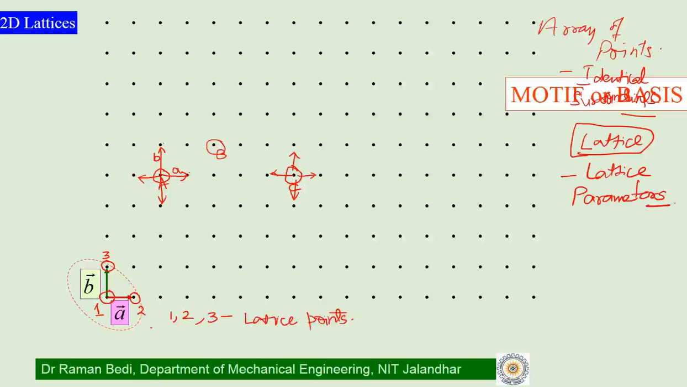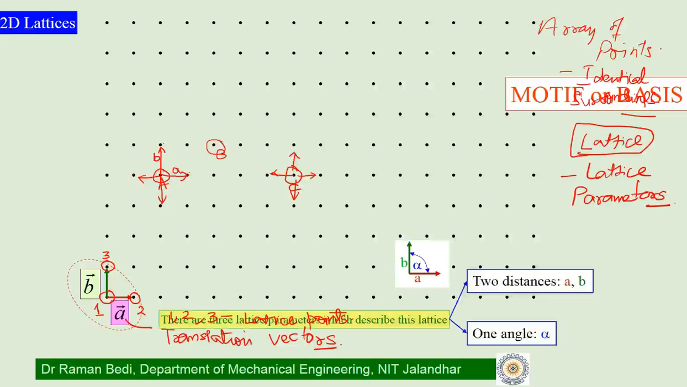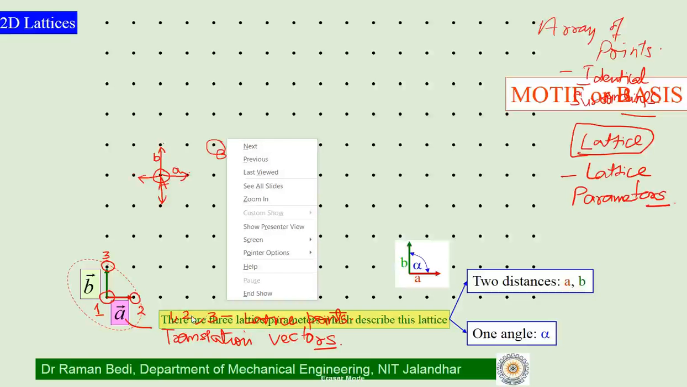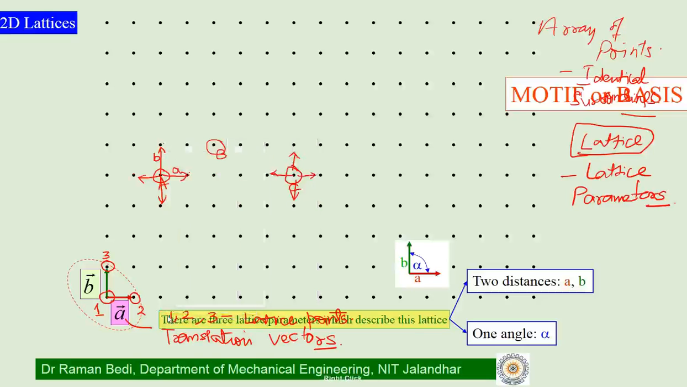And what are these translation vectors? A and B here are what we call translation vectors. So the basic definition here is that A and B are the two translation vectors, and we will be calling them the lattice parameters. So the lattice parameters here are these two translation vectors as well as the angle between them. If right now we take the angle between them as alpha, then when I combine these three, we say that these three are what we refer to as lattice parameters.